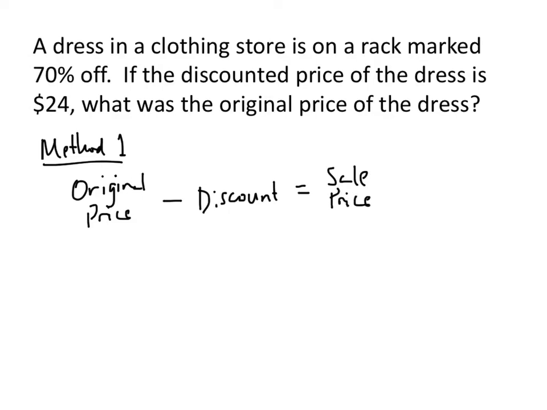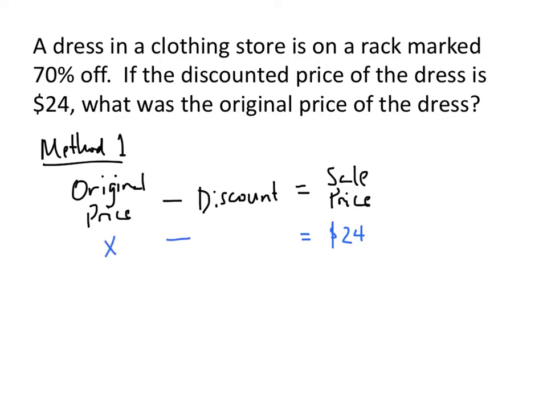And in this case, we know that the sale price is $24. What we don't know is the original price or the discount. I mean, we know that the discount is 70%, but we don't know exactly how much of the price that was. So the original price is what we're looking for, and a good strategy in a word problem is to take the thing that you're looking for and give it a name. In this case, let's call it x.